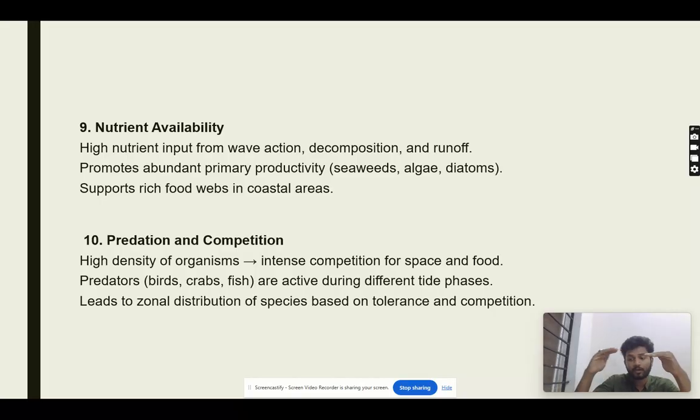Since it is the topmost part of the oceanic zone, and since it is rich in nutrients, availability of nutrients is plenty in this particular area, then intense competition for both the space and food is seen among the organisms. For example, predators like birds, crabs, fish are active during different tide phases, which leads to zonal distribution of species based on tolerance and competition. Due to this competition and predation among the organisms, there is a distribution of species based on the zone. Zonal distribution here means the distribution within the subdivisions of the littoral zone based on the tolerance and competition of the particular organism.